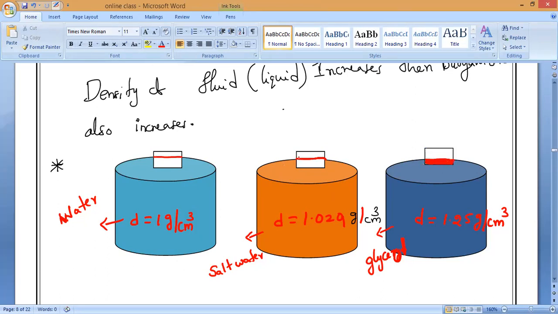What are you finding? It is the same object everywhere. It is floating in all cases, but here the immersed portion is more and the portion above the surface is less. Here the immersed portion is exactly half, and here it is very small. So when the object floats, its density must be less than the liquid density.